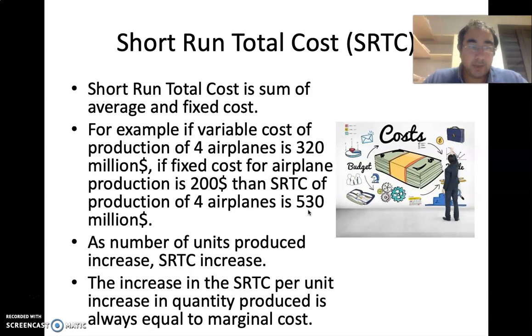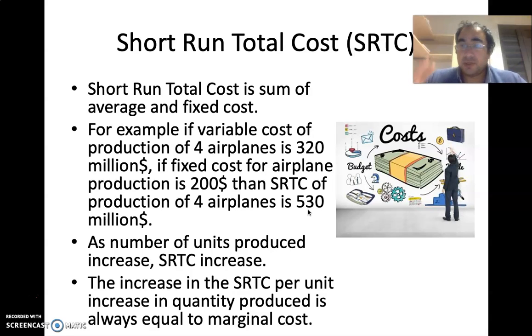So when you increase the number of units produced, short-run total cost increases, and that increase is equal to the marginal cost. Because basically when you increase the number of units you produce from 4 to 5, for example, fixed cost won't increase, so the only thing that will increase is variable cost, and variable cost increases by an amount equal to the marginal cost of the fifth plane. So the increase in short-run total cost is still equal to the marginal cost.